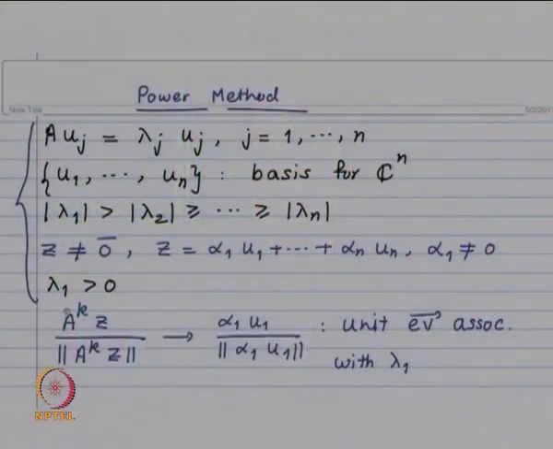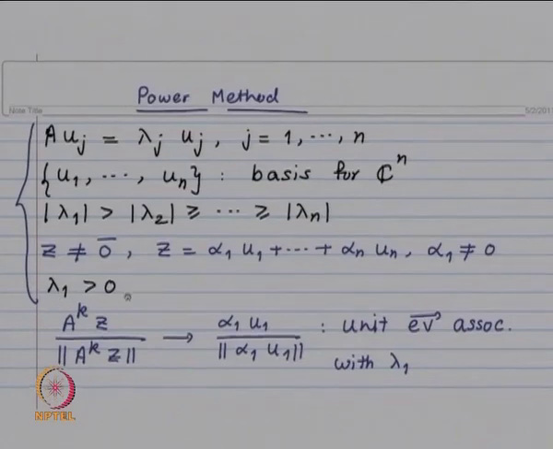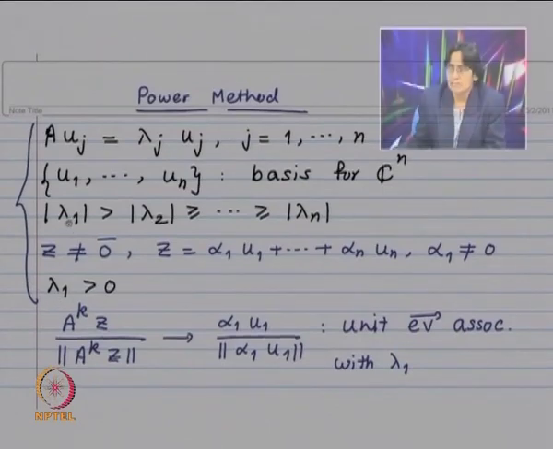Then we start with a non-zero vector z. This non-zero vector can be expressed as a linear combination of u1, u2, up to un, because they form a basis. And then we assume that the component of our arbitrary vector z in the direction of u1 is not equal to 0, so alpha 1 is not equal to 0. With these assumptions, and lambda 1 bigger than 0, that means lambda 1 is real and positive.